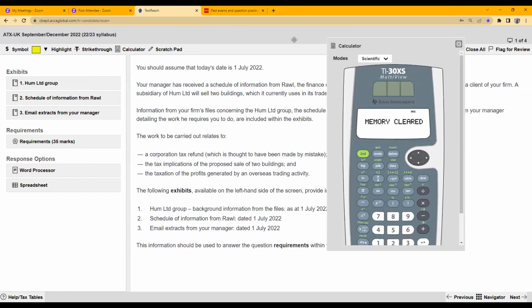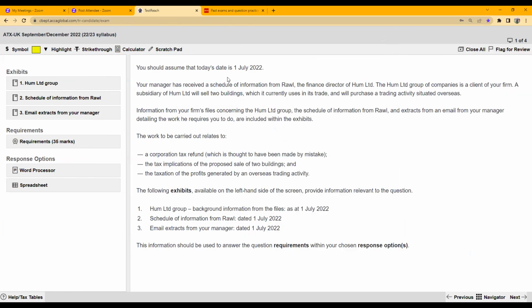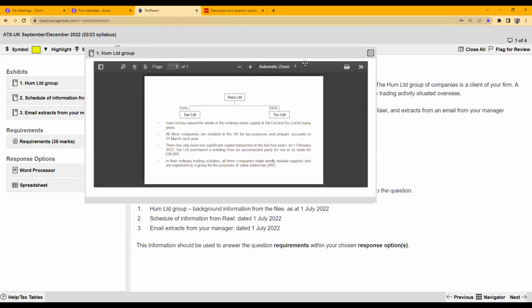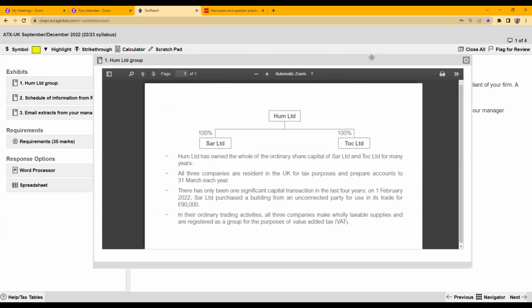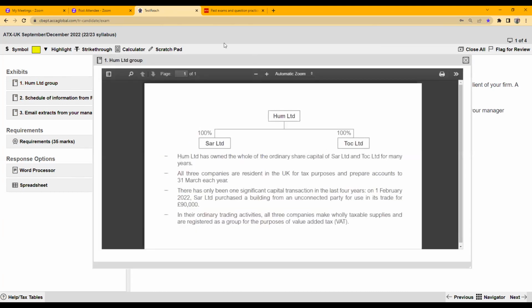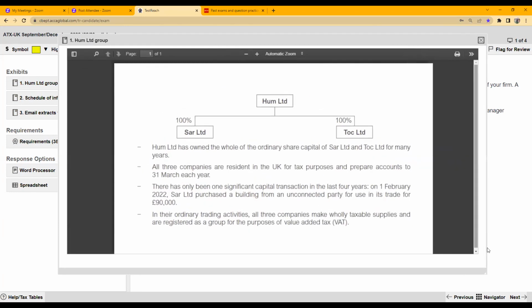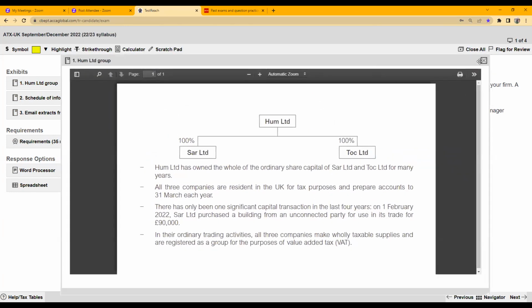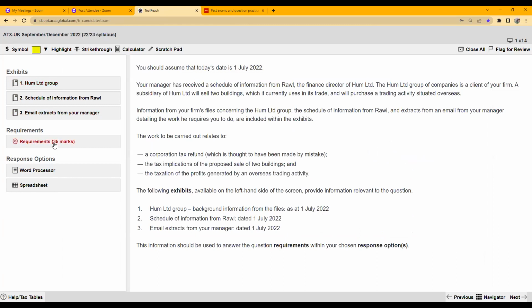If you want to use the online screen calculator, that's in front of you. But my suggestion always for a student is to use your own calculator. And if you are directly using the spreadsheet, then you can use the formulas. But for practical calculation, you can use your manual calculator. And okay, let me open the Hum Limited Group. It's the structure of the group in front of us. I have opened up the first exhibit, Hum Limited Group. That's in front of us. I would not be reading it, by the way. Before opening the exhibit, first of all, do consider the requirements.